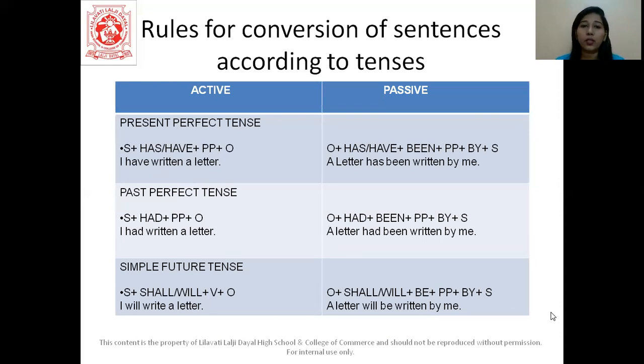So that's all, students. In active and passive voice, if you remember the structure, you can easily convert your sentences. I hope you have understood the topic.